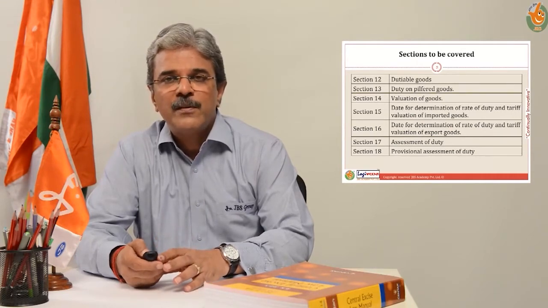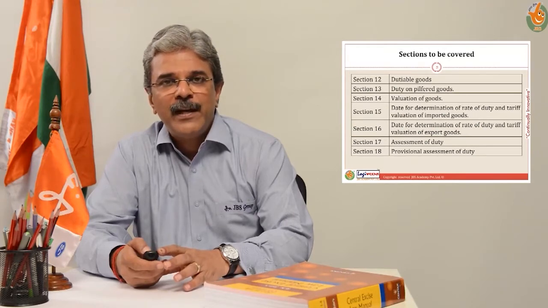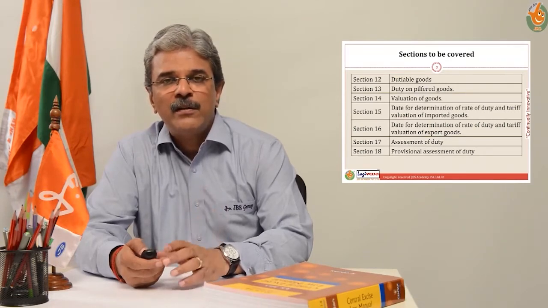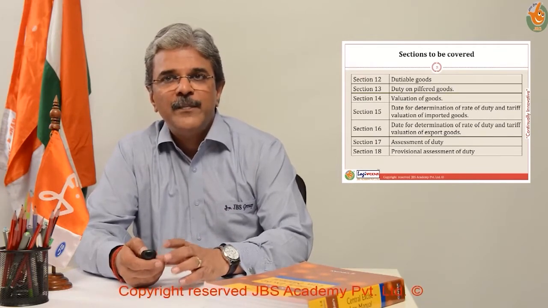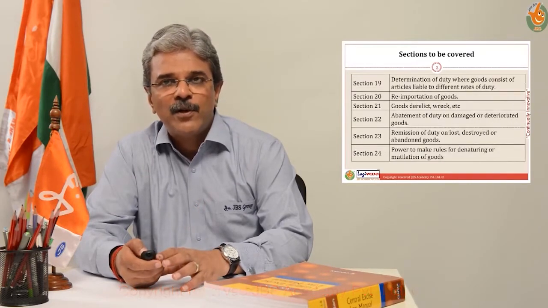Section 12 talks about dutiable goods. Section 13 talks on duty on pilfered goods. Section 14 talks about valuation of goods. Section 15, date of determination of rate of duty and tariff valuation of imported goods, that is, what is the relevant date and what will be the rate of duty and the tariff valuation, on what date is it to be considered vis-a-vis the bill of entry that has been filed. Section 16 talks about date of determination of rate of duty and tariff valuation on export goods.